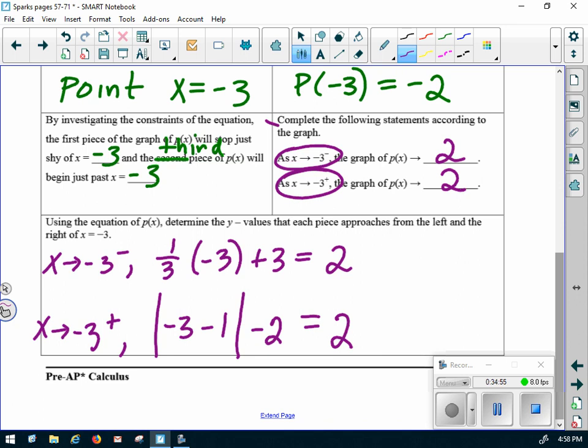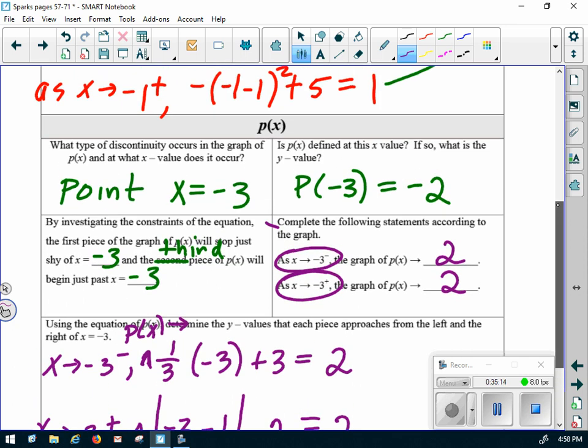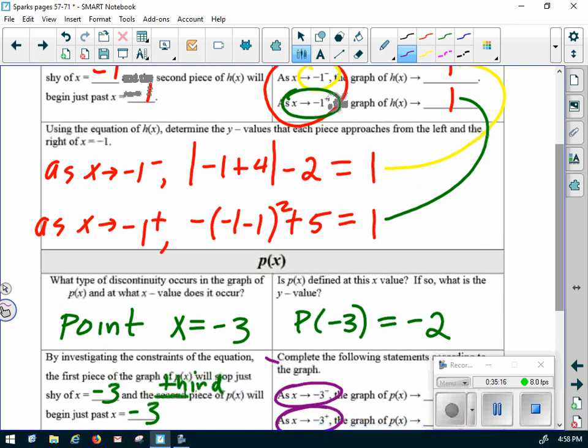You know what I should have done? I should have put P of X approaches right here. That's just a little hat. And I should have put the same thing right here. I should have put P of X approaches. Guys, I should have done that on each one of them. Right here, I should have put H of X approaches. And here, H of X approaches. I am so sorry for my notation screw up there.